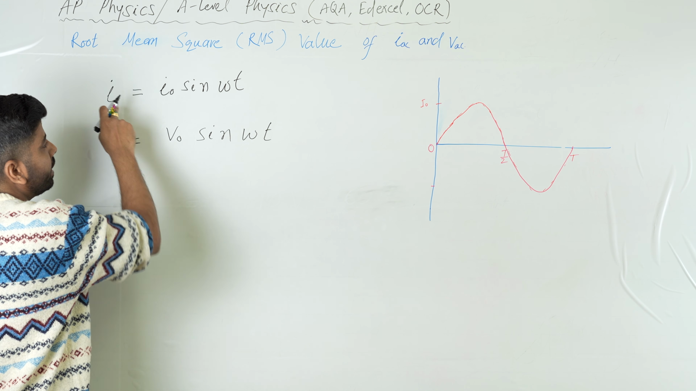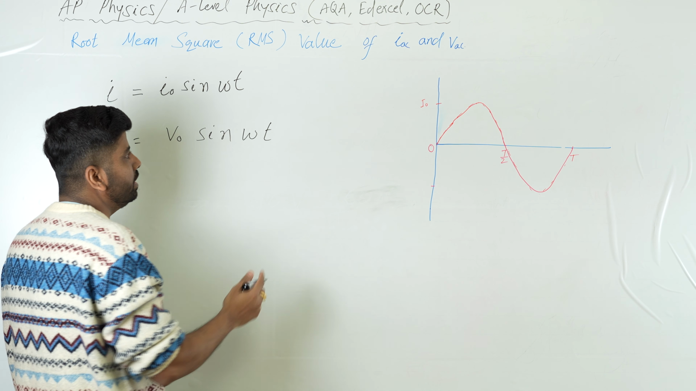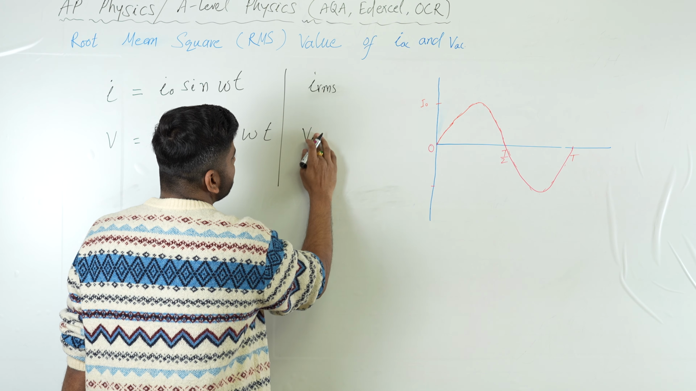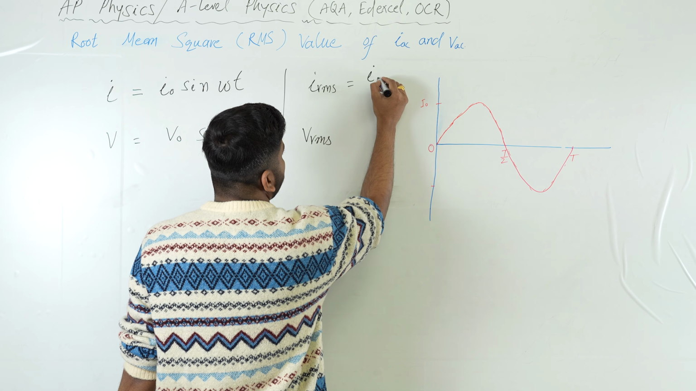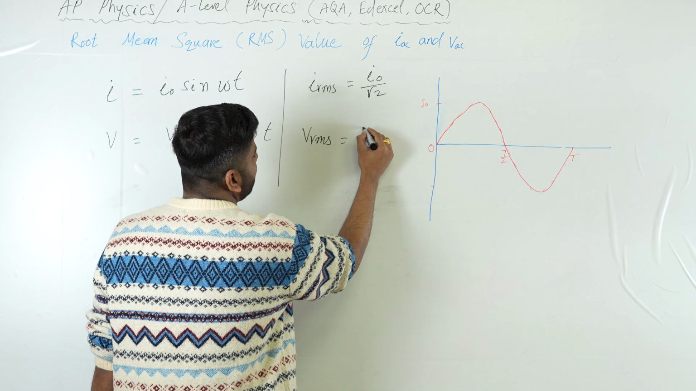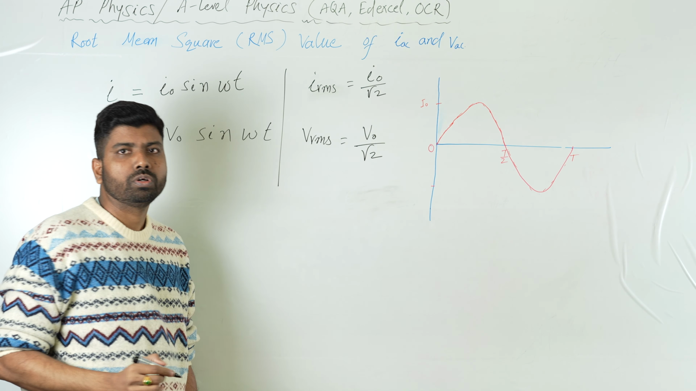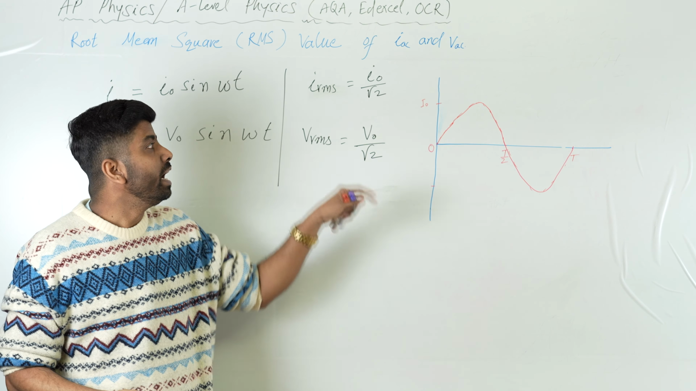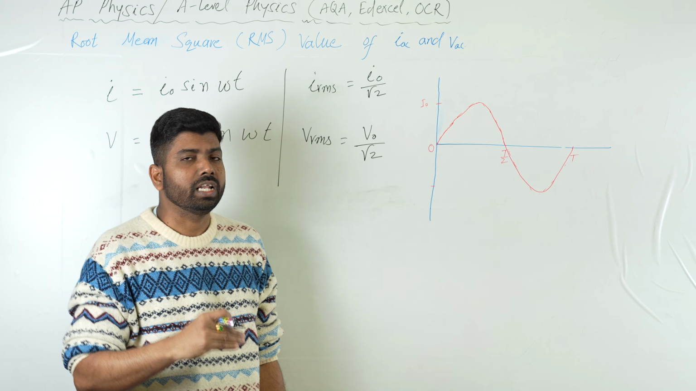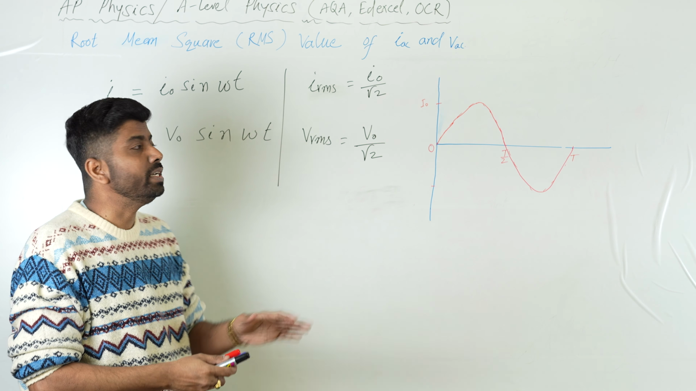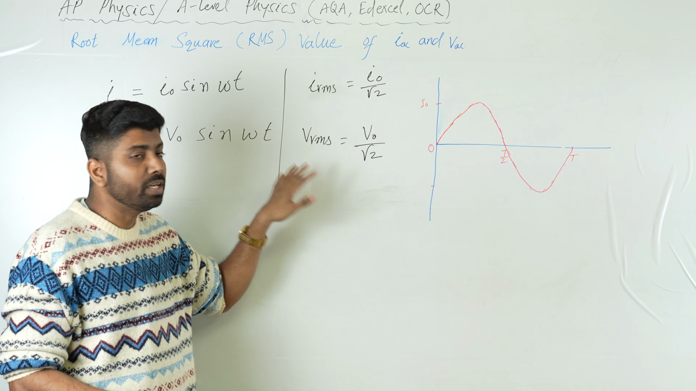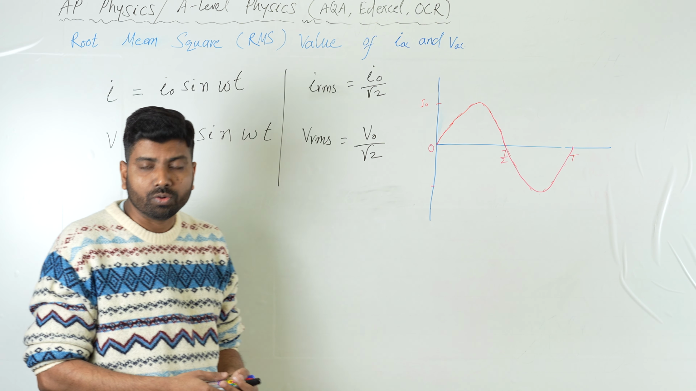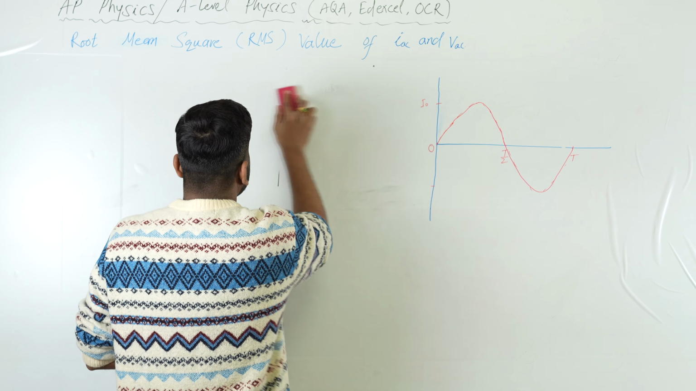If the current at any instant is I0 sine omega t, and you want to find I RMS or V RMS, the value is always I0 upon root 2, and similarly V0 upon root 2. If you divide I0 by root 2, you can find the RMS value, and this is the RMS value we get in our household current. Now I want to derive the expression, which is very important for AP physics and A-level physics. Let us find the derivation.